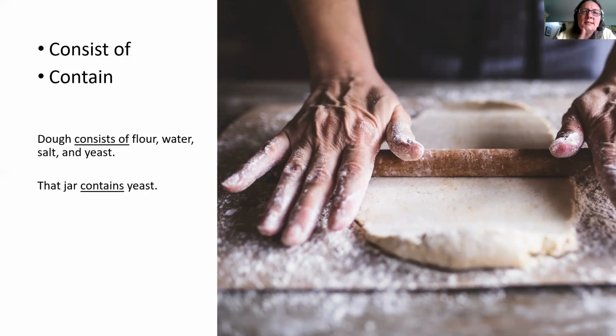All right. Now, contains is a little bit different. Contains is it being held by something. So, for example, a bowl might contain cereal or pretzels. A vase might contain flowers. Okay. A pot might contain a plant. Okay. The jar contains yeast. So consist of, you kind of have to think of everything mixed all together. Contains means it has something in it.